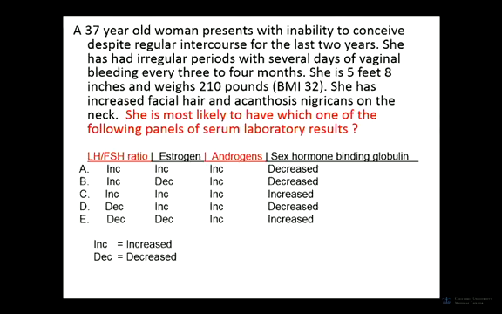So a 37-year-old woman presents with inability to conceive despite regular intercourse for the last 2 years. She has had irregular periods with several days of vaginal bleeding every 3 to 4 months. She's 5 foot 8 inches and weighs 210 pounds, which is a BMI of 32. She has increased facial hair and acanthosis on the neck. She is most likely to have which of the following panels of serum lab results?